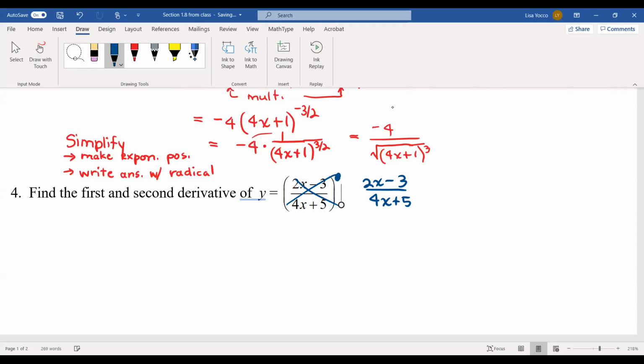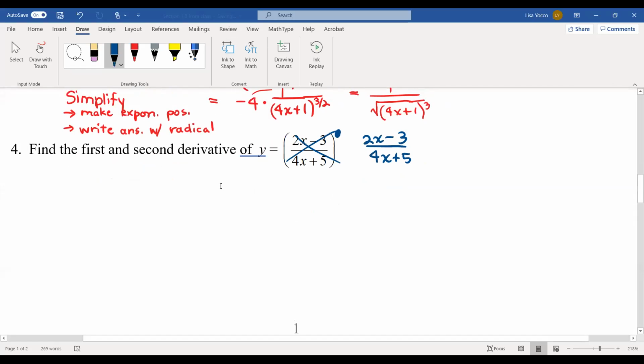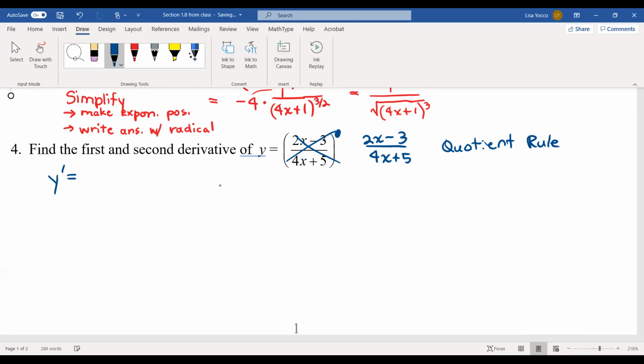All right. So this is a quotient, which means for the first derivative, y prime, I'm using the quotient rule. For the derivative of a quotient, the denominator times the derivative of the numerator, minus, then you swap them around, all over the denominator squared.